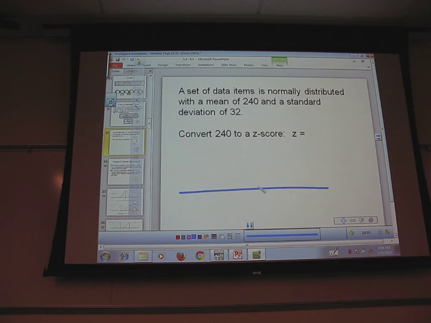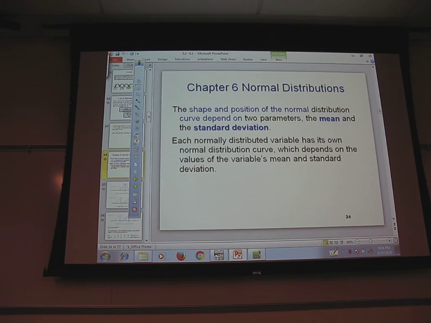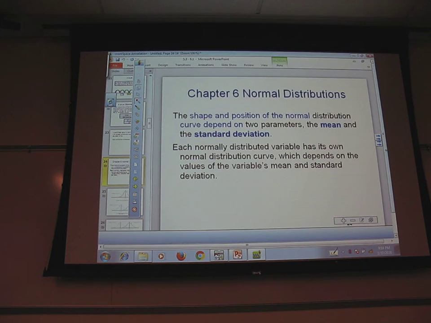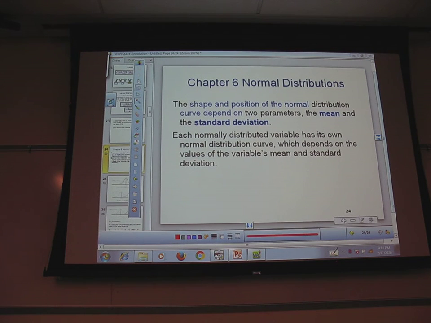Here's my mean, 240. How far is 240 from the mean? It is the mean. How far is it from the mean? 0. So what's its z-score? 0. Make sense? Good. So when you get that on your homework, don't be confused. All right, now we're getting into chapter 6. That was just a little bit of refresher before we hop in here.